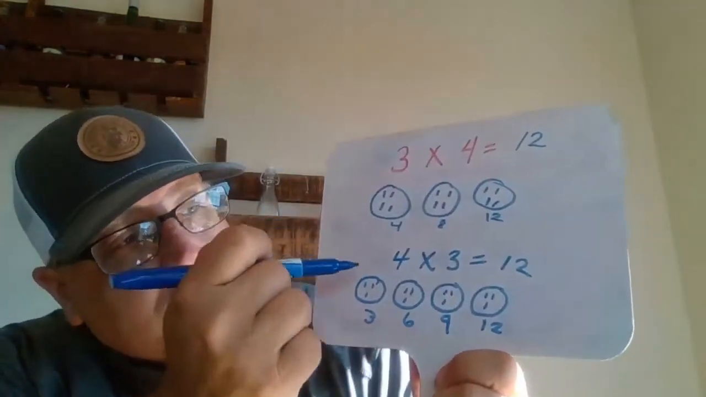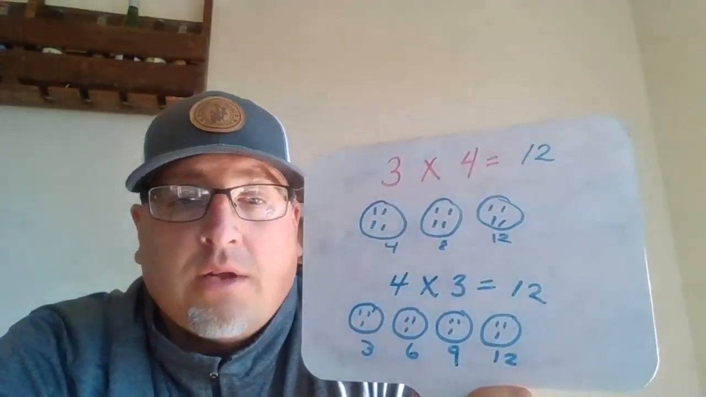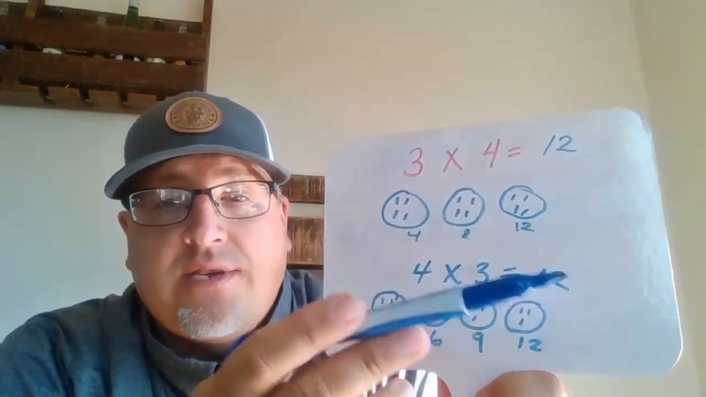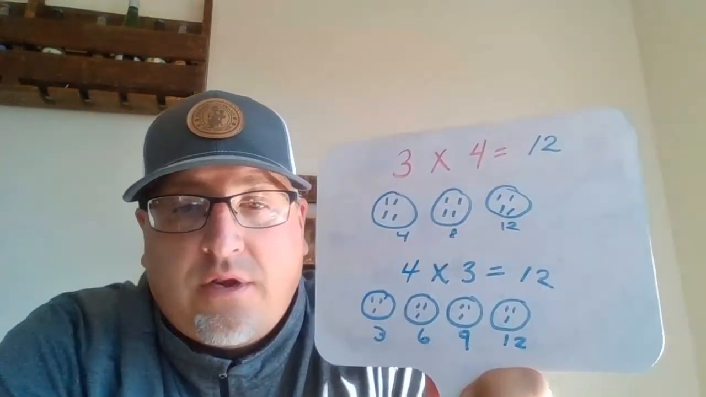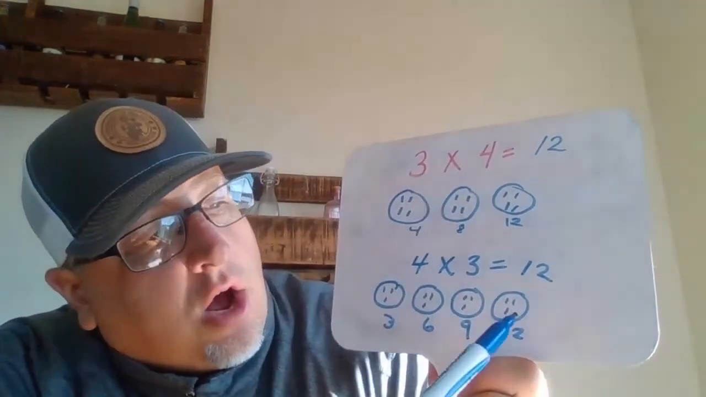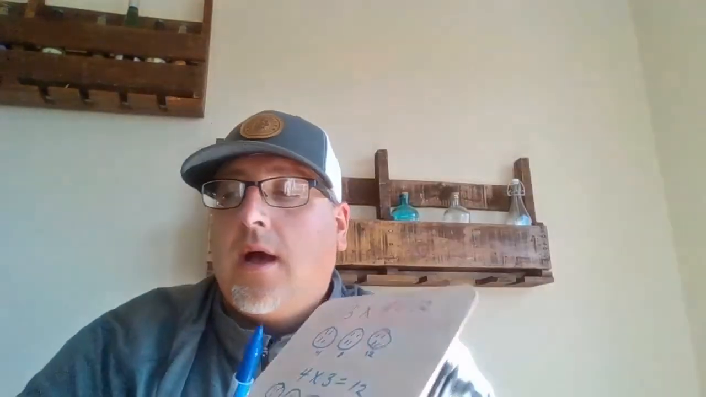Okay? Also notice that all those groups are equal. In multiplication, all the groups are equal. You're not going to see 3 here, 5 here, 6. All the groups have to be equal. In this case, all the groups had 4 in them, and all the groups here had 3 in them. So groups have to be equal. You can't just put different groupings in there. It will not work out that way. So just remember that equal groups, flipping the numbers does not matter, and looking for those answers.